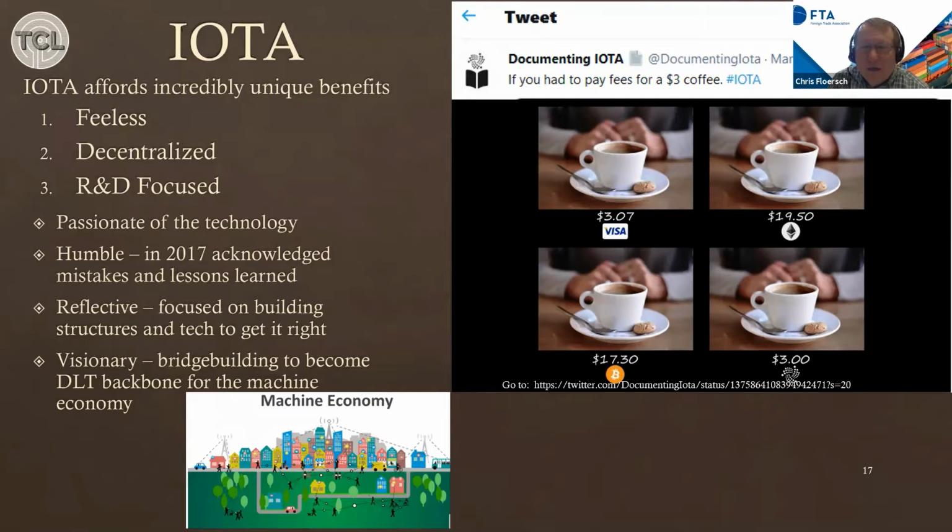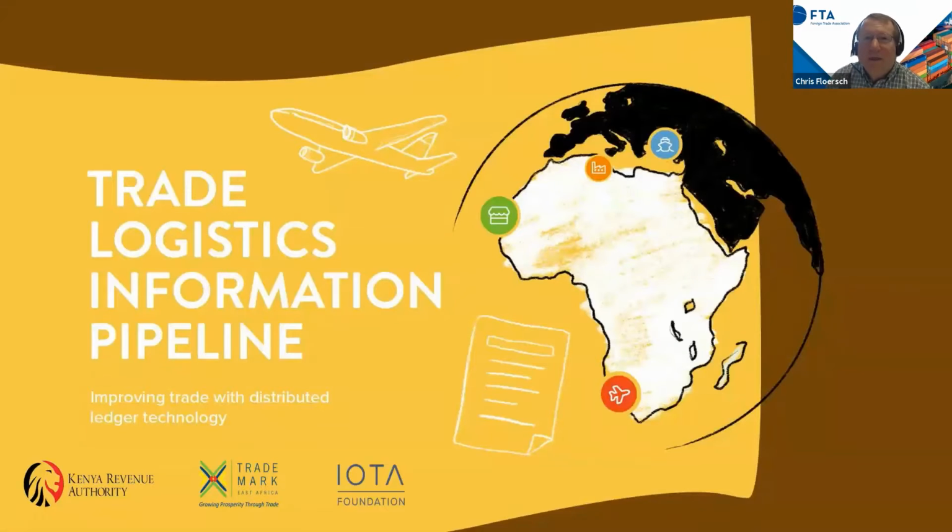IOTA is feeless, okay? It's decentralized, it's R&D focused, and it's a foundation, out of, I'll let Jens tell you more, but they're passionate about the technology, they're humble, they've acknowledged their mistakes that have happened in the past since 2017. They're reflecting on those. They're focused on building structures and getting the tech right, and their vision is to be their bridge building to become the DLT backbone for the machine economy. So these are some of the highlights here. This is why I think we really need to turn some time to Jens. Okay, Jens, let's turn it over to you, my friend.